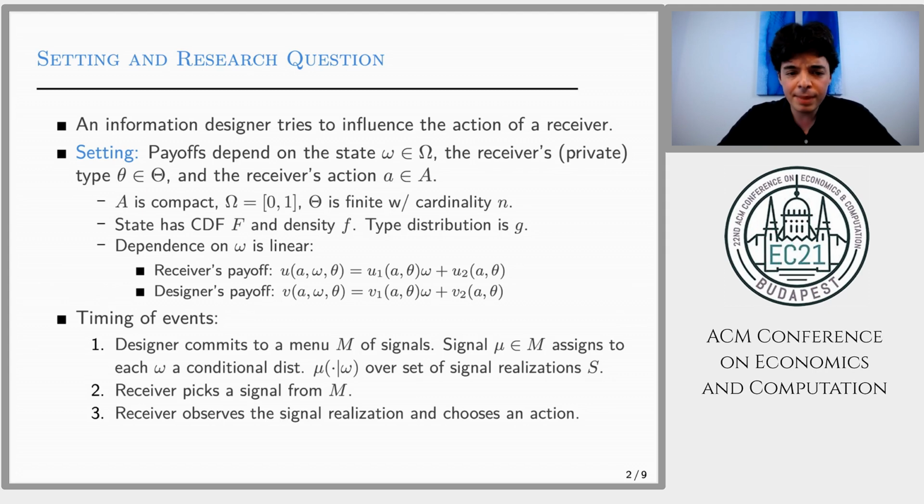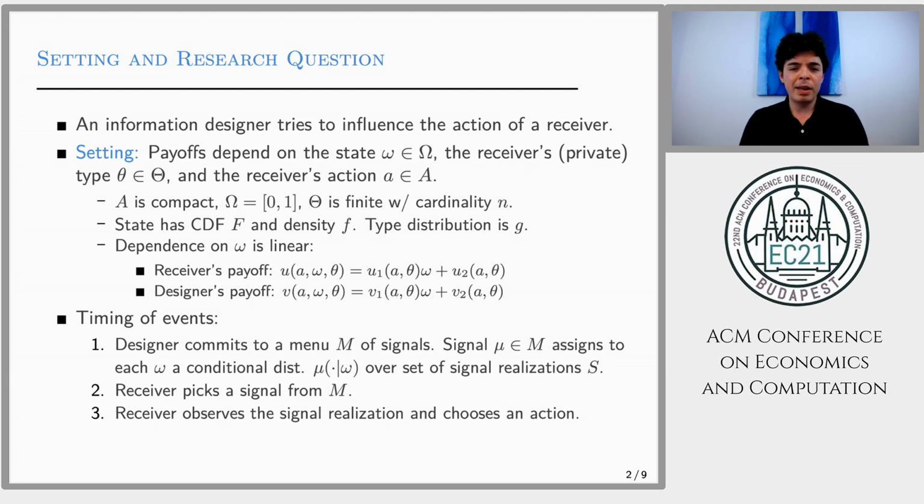Here's the timing of events. The designer first commits to a menu of signals. Here, each signal mu in the menu assigns to each state omega a conditional distribution over a set of signal realizations S. So when the state realization is omega, we draw a signal from the associated distribution.